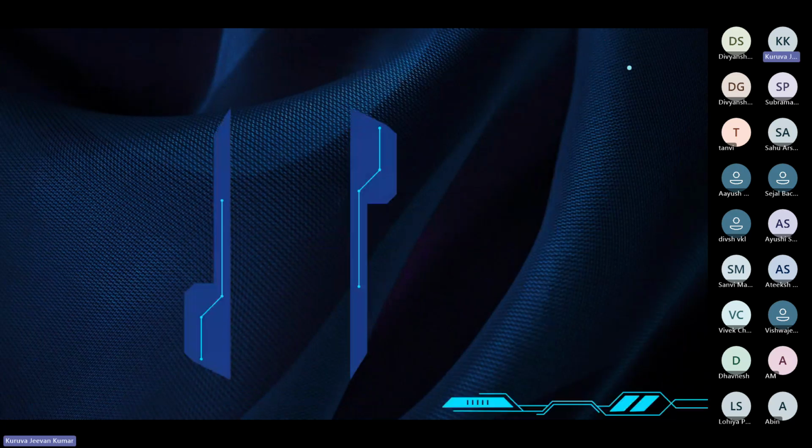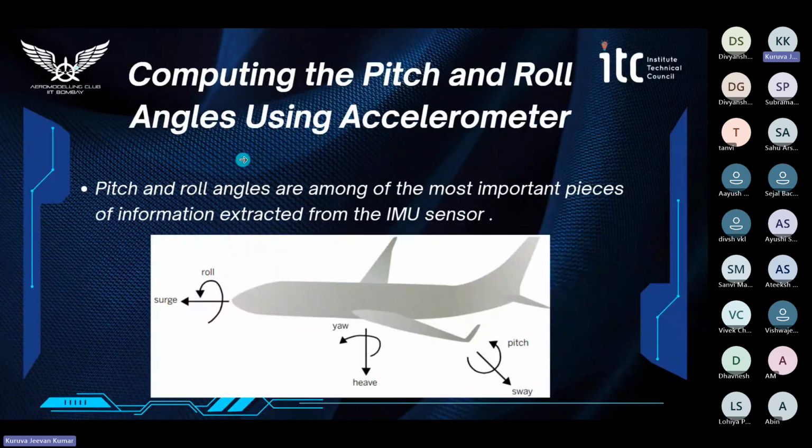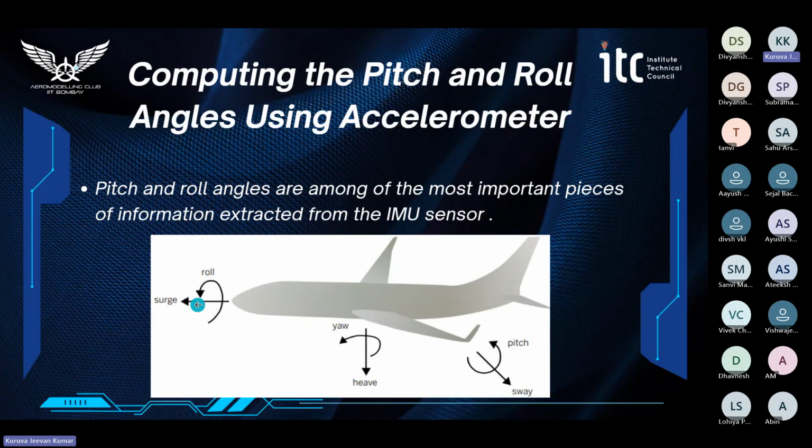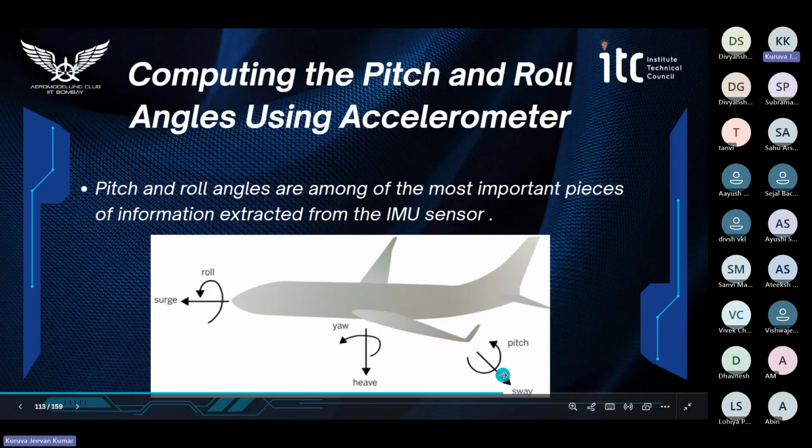So let's try to calculate pitch and roll angles using the accelerometer. This is our x-axis, this is our y-axis, and this is our z-axis. When the plane is rotated about the x-axis, it is called roll, when the plane is rotated about the y-axis, it is called pitch, and when the plane is rotated about the z-axis, it is called yaw.